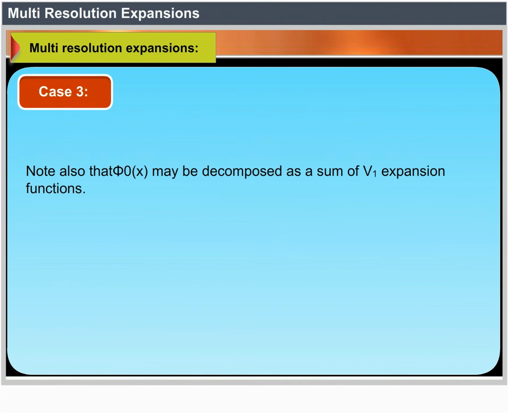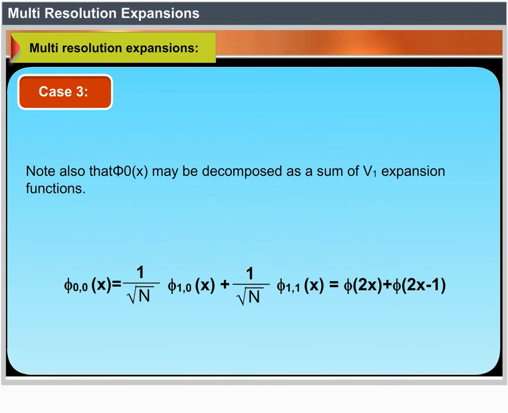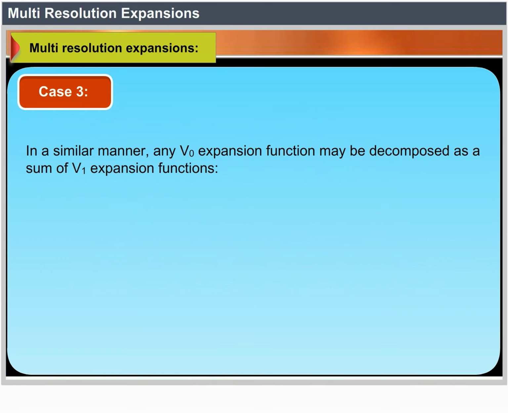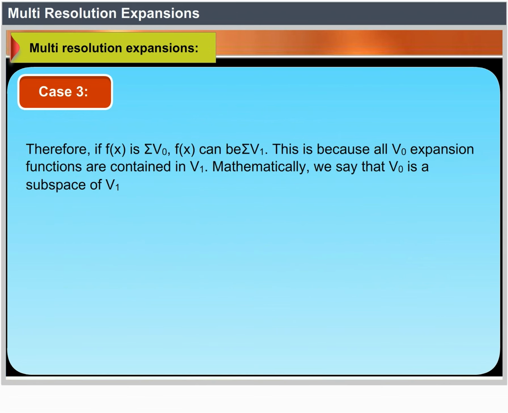Note also that φ0(x) may be decomposed as a sum of V1 expansion functions as shown on the screen. In a similar manner, any V0 expansion function may be decomposed as a sum of V1 expansion functions, again as shown. Therefore, if a function f(x) belongs to V0, this is because all V0 expansion functions are contained in V1. Mathematically, we say that V0 is a subspace of V1.